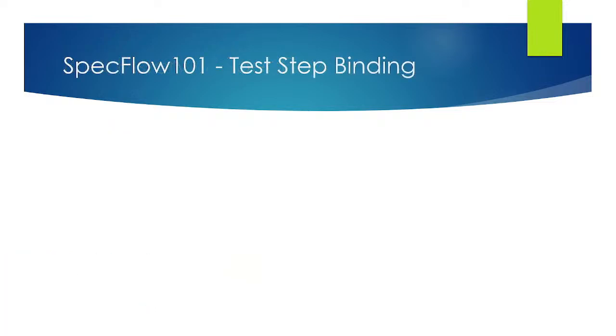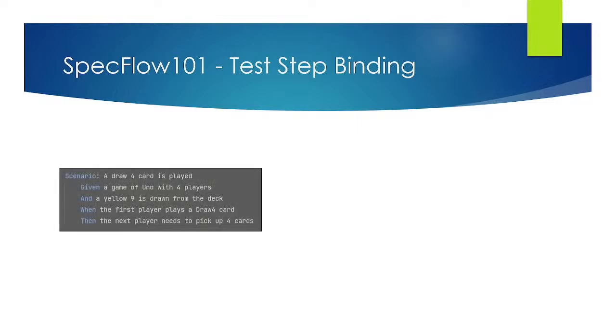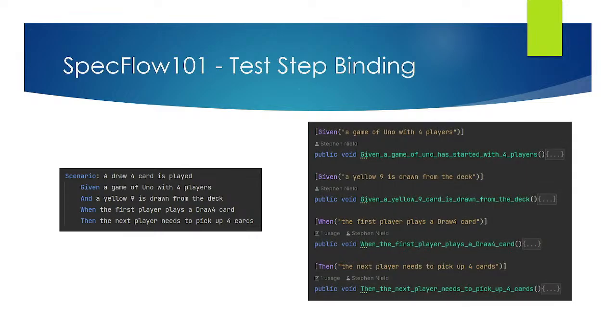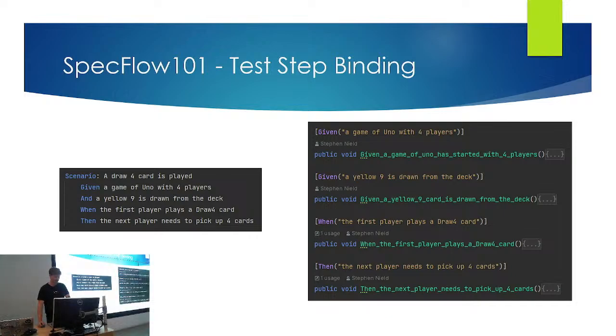All right, so I'm just going to give an example of how this binding works in SpecFlow. On the left here, we have a scenario. I've used Uno because I like Uno. So the scenario is a draw 4 card is played. We've got a few steps. Given a game of Uno with 4 players and the yellow 9 is drawn from the deck, when the first player plays a draw 4 card, then the next player needs to pick up 4 cards.